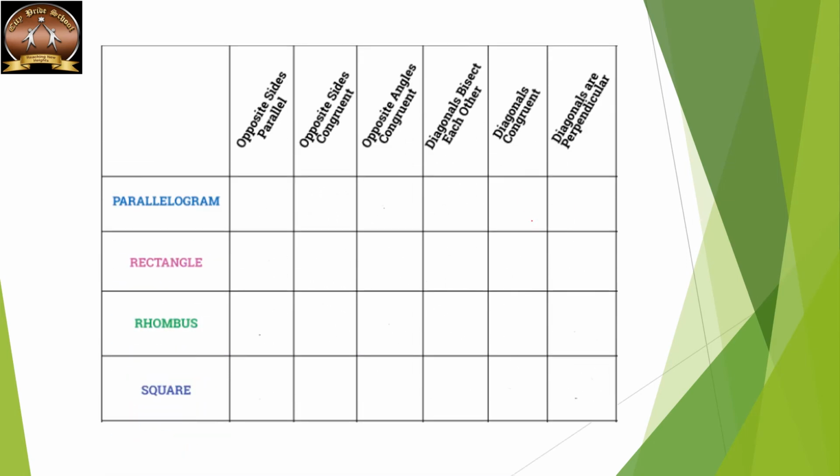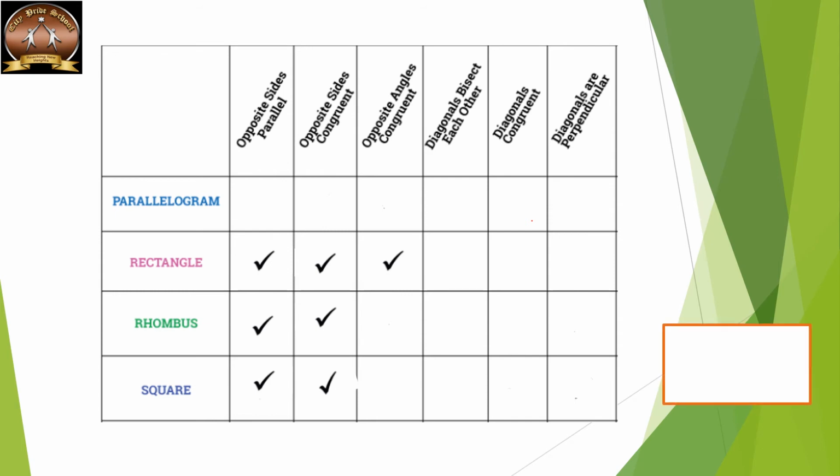Now let us check whether this property holds for our other parallelograms like rectangle, rhombus and square. We already know that opposite sides are parallel, opposite sides are equal. Well, if you consider a rectangle, in rectangle you can see that all angles are equal, that is 90 degree. So obviously the opposite angles are equal.